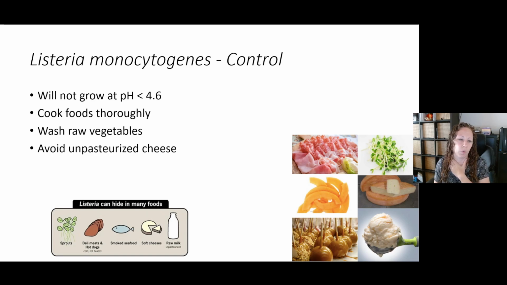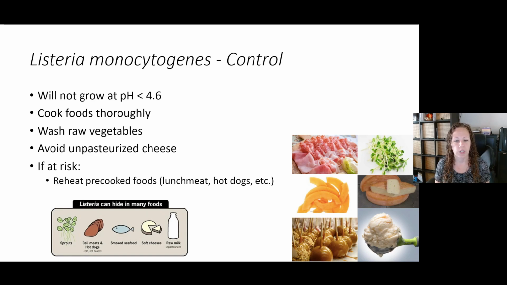So also avoid unpasteurized cheese, especially if you are susceptible, if you're pregnant. And especially if you are at risk, the recommendation, like I said, is to reheat pre-cooked foods. Personally, if you look at the ingredient statement, there are lactates and citrates and things like that in there whose goal is to prevent Listeria growth, and that recommendation isn't really that necessary anymore, at least for those products, for lunch meat and hot dogs.